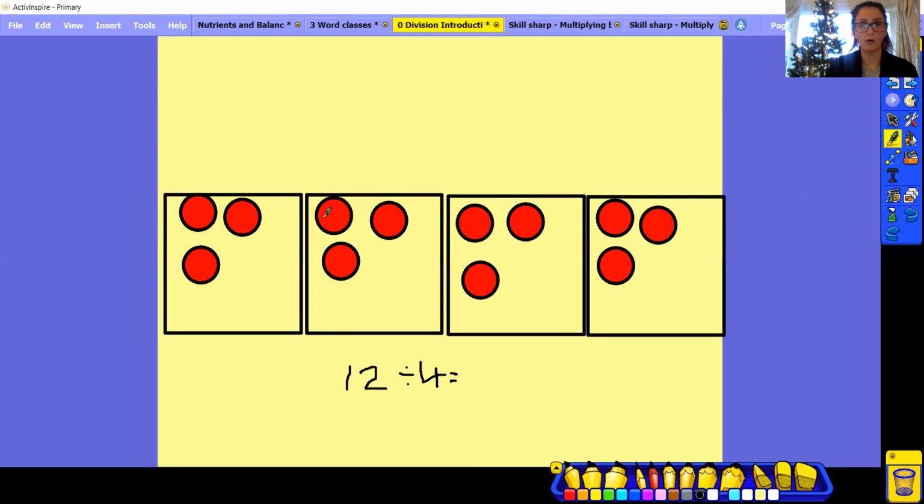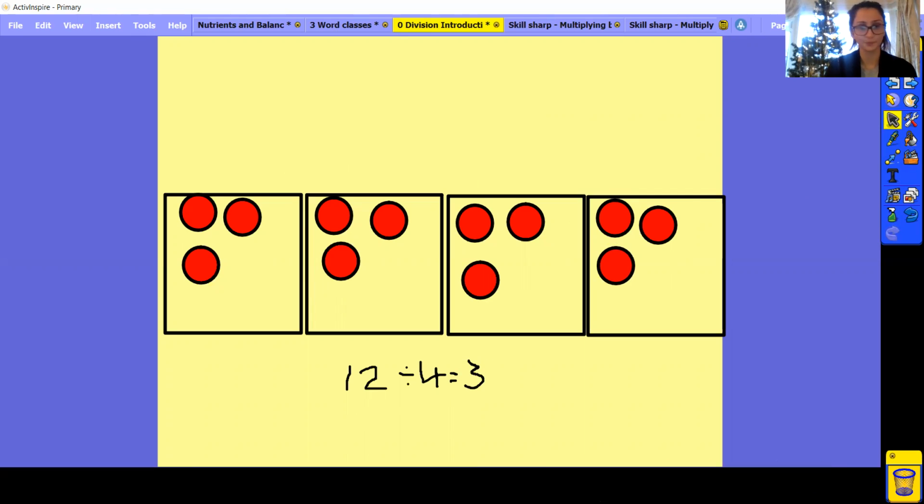Have a quick check. Are all your groups equal groups? Do they have the same amount in each one? Let me just check. Yep, 3, 3, 3, 3. So 12 divided by 4 equals 3. Well done if you managed to get that at home.